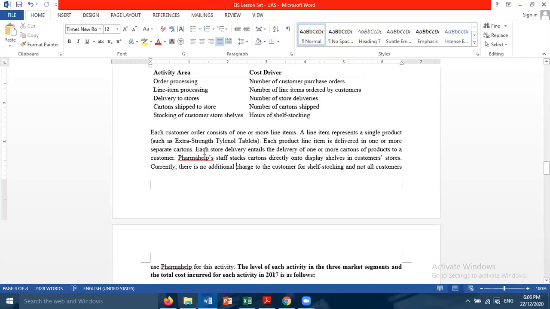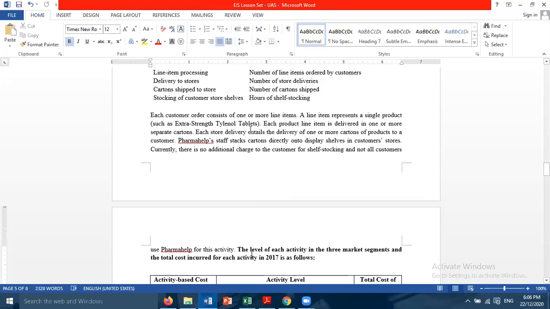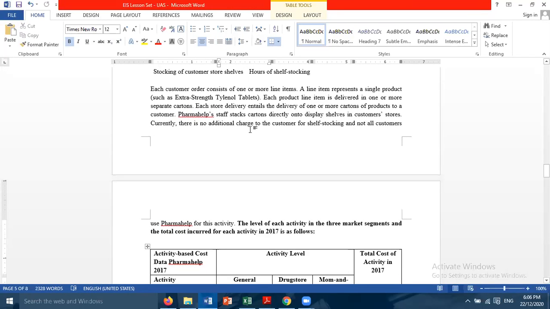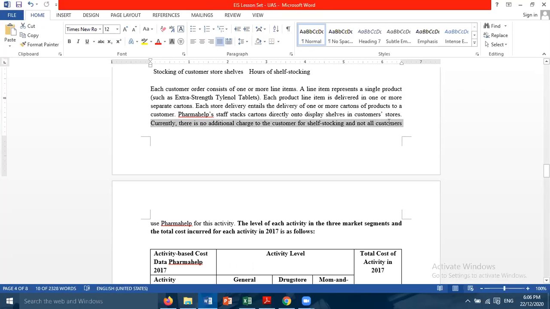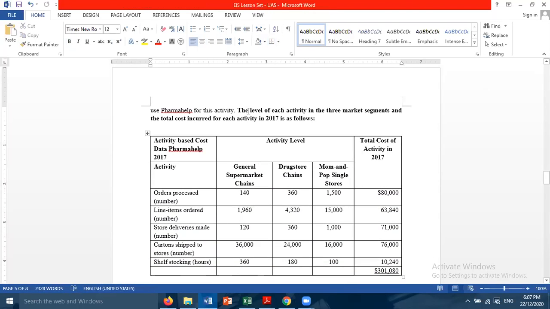Each customer order consists of one or more line items. A line item represents a single product. Each product line item is delivered in one or more separate cartons. Each store delivery entails the delivery of one or more cartons of products to a customer. Then PharmaHelp staff stacks cartons directly into display shelves in customer stores. Currently, there is no additional charge to the customers for shelf stocking, and not all customers use PharmaHelp for this activity. So we are given the level of each activity in the 3 market segments.